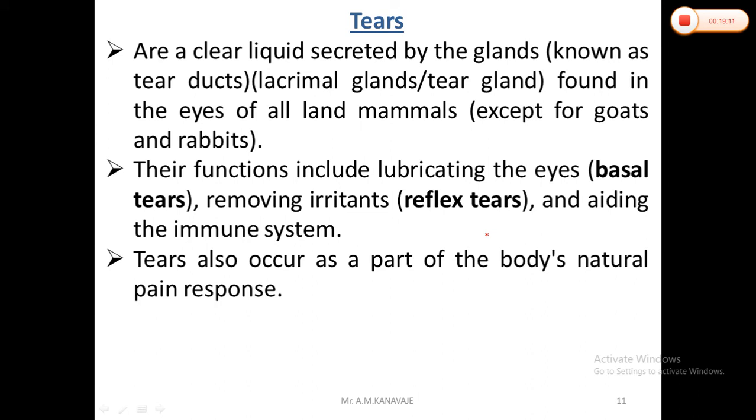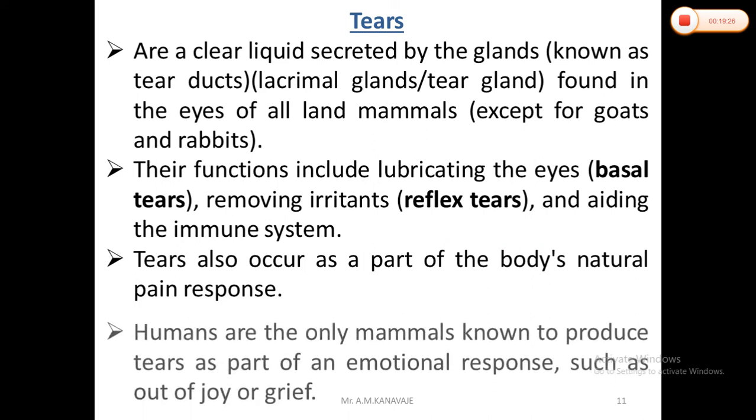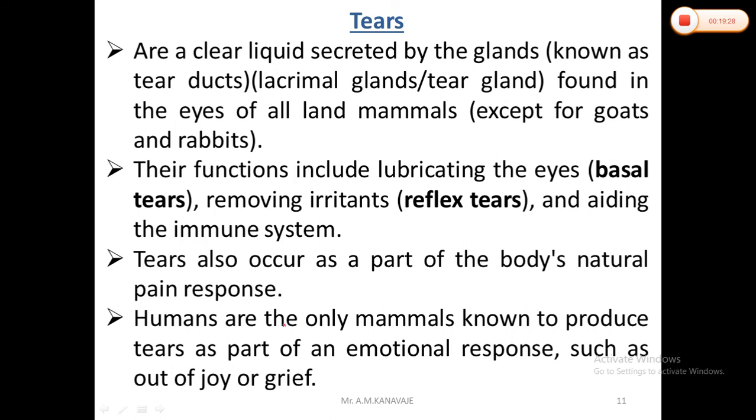So basically, emotional tears are brought about by emotions, meaning they represent the emotion, apart from the reflex tears and the basal tears. Tears also occur as a part of the body's natural pain response. Humans are the only mammals known to produce tears as a part of an emotional response, such as joy or grief. So just now I have discussed the third part of tears, that is emotional tears.